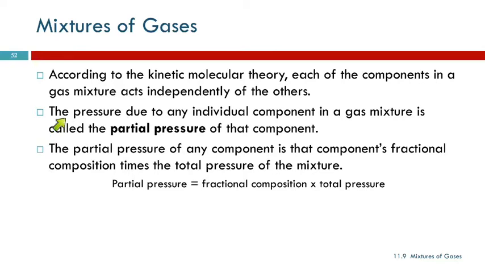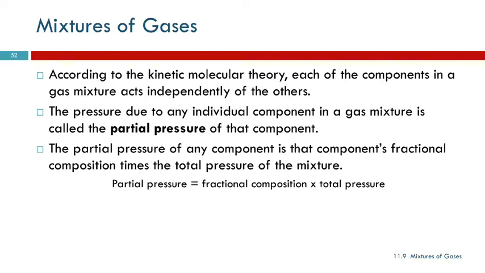So the pressure due to any individual component in a gas mixture is called the partial pressure of that component. So if you have a mixture of two gases, they are each going to behave like they're the only gas in the container. They're each going to exert a pressure. The total pressure on the container is the sum of those pressures. Since it's not the total pressure, each of the pressures from the individual gases, we call it the partial pressure. And the partial pressure of any component is that component's fractional composition times the total pressure of the mixture. So this is a useful little equation. The partial pressure equals the fractional composition times the total pressure.